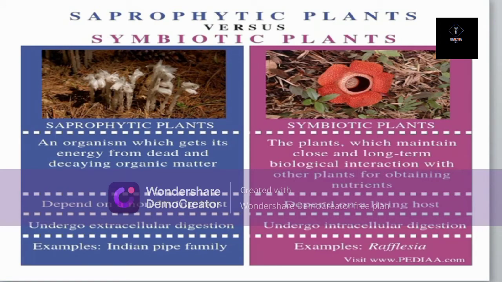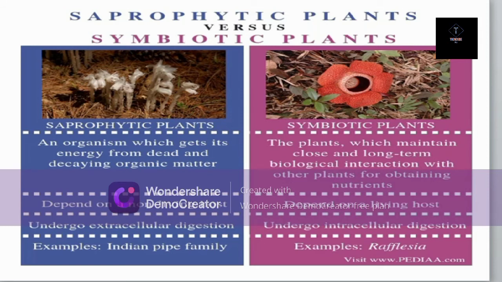Here are some differences between saprophytic plants and symbiotic plants. You have learned what saprophytic and what symbiotic are, so here is a comparison for you. First of all, saprophytic plants get their energy from dead and decaying organic matter. And symbiotic plants maintain close and long-term biological interaction with other plants for obtaining nutrients, like they build some association with other plants, such as lichens or mycorrhizae.